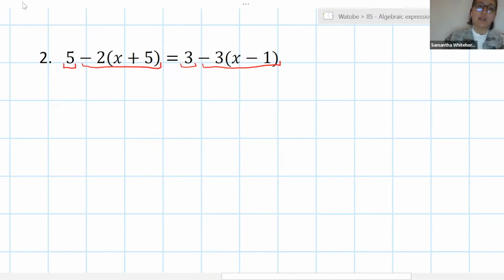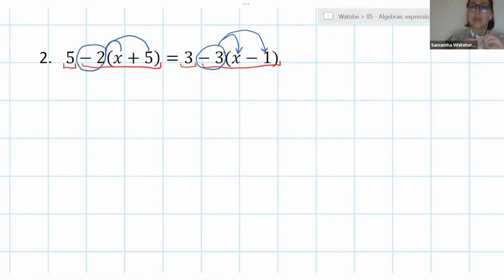So to start this, I want to take the negative 2 and multiply that into my bracket, because that's the operation I want to start with. And on the right, I want to take the negative 3 and multiply that into my bracket. So it's really important that we remember there are separate terms and that we do the distribution, or the multiplication, first.